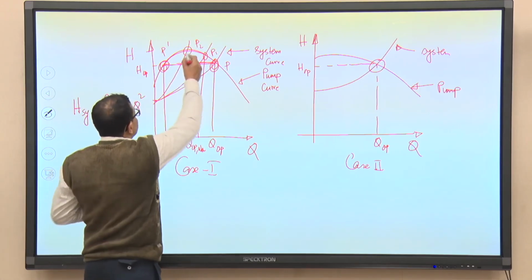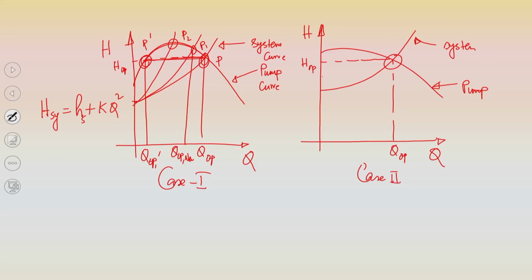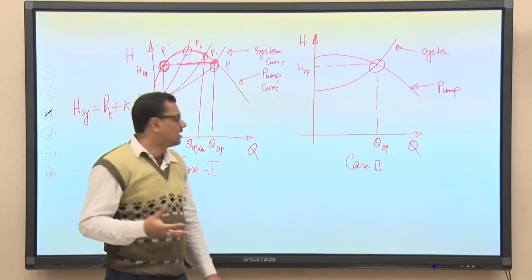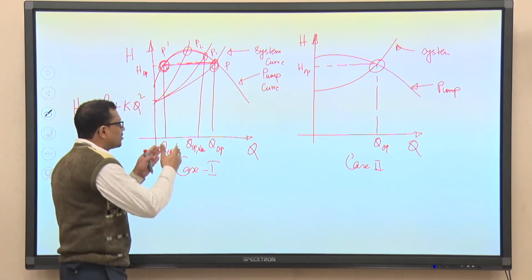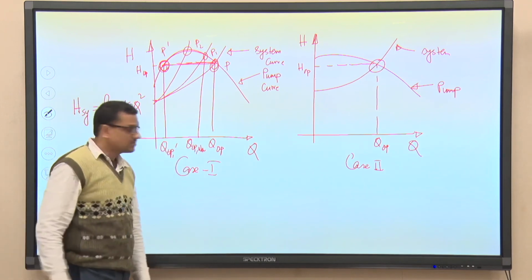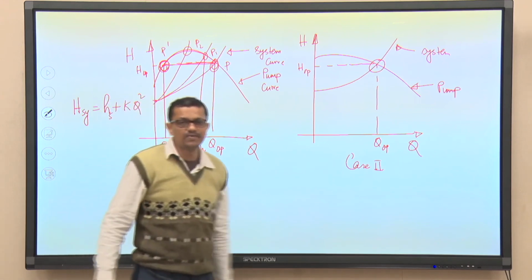So, the point will very quickly shift to this P1 prime, and as if now the pump is running between these 2 points. The head corresponding to this point and this point is the same. So, the pump will be able to deliver the same head, but it will be giving 2 discharges, that is, it will fluctuate between these 2 discharges, Q_OP prime and Q_OP, and that is very detrimental for the pump operation.